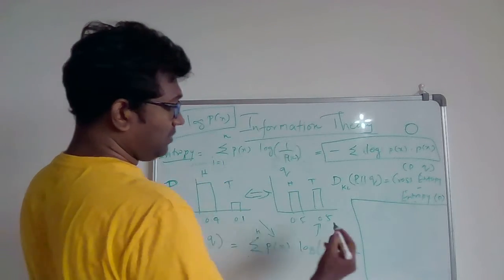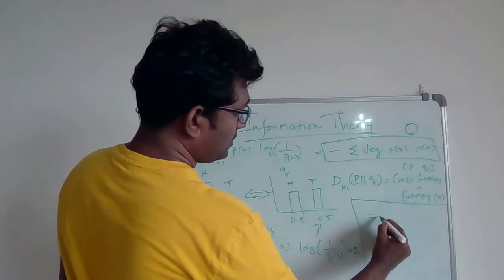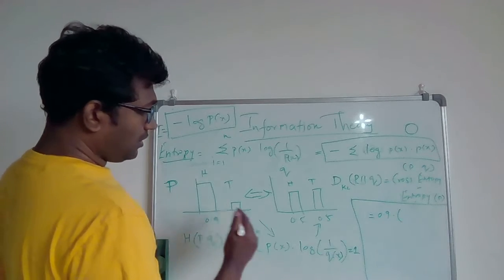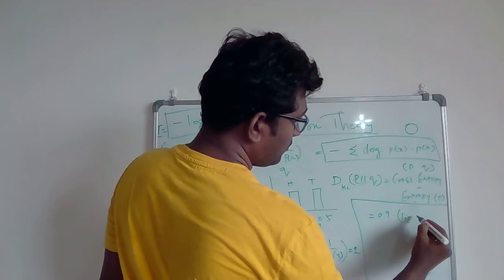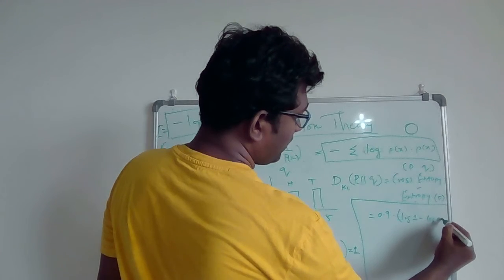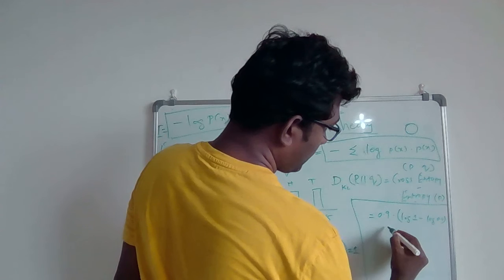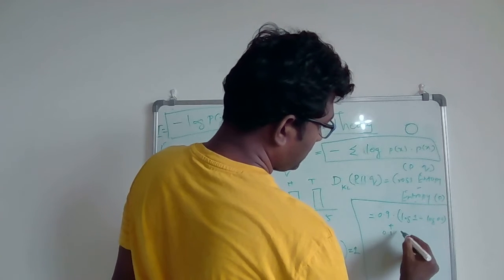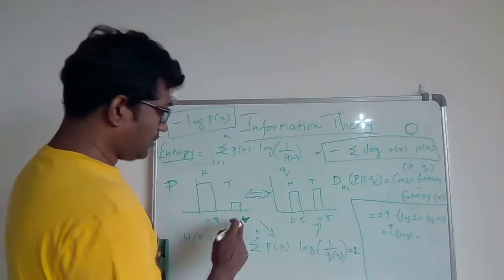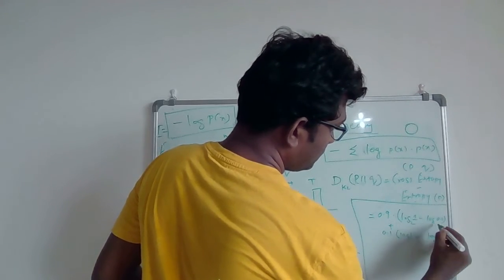Let's do it here one more time. The same formula: P of x, that is 0.9, into log of 1 minus log of 0.9, okay, this is log of 0.9, plus 0.1 into log of 1 minus log of 0.1. Everything is to the base 2.